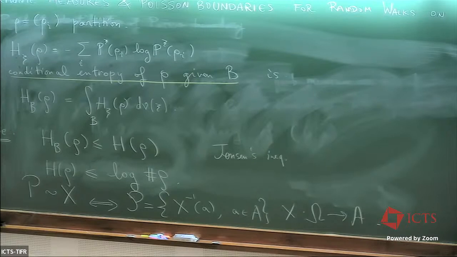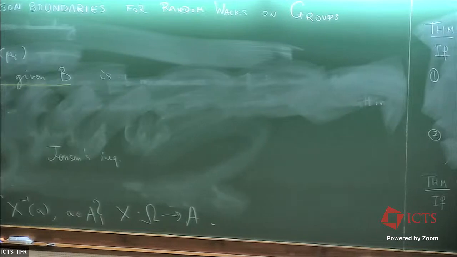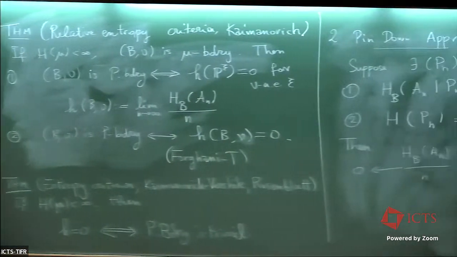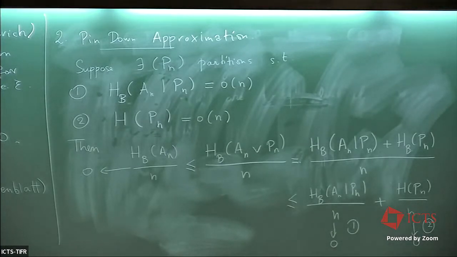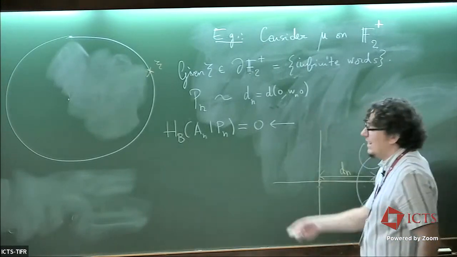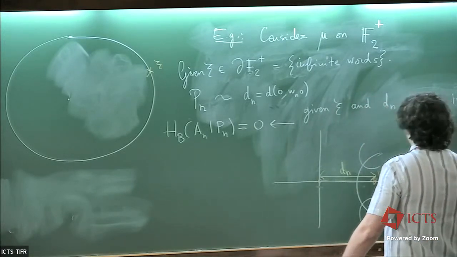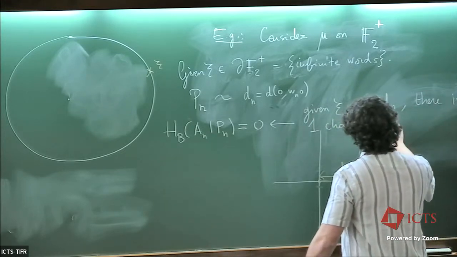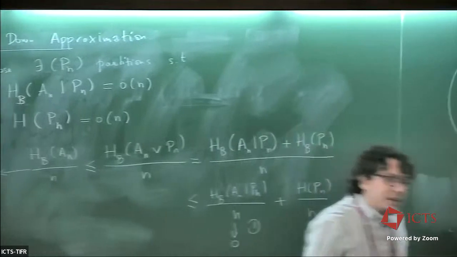Okay, so let's see. Is this a pinning down partition? Well, we have to check two things. The first thing is, if we know this piece of data and the boundary point, do we know the position? And the answer is clearly yes by the geometry. So in this case, H of Wn given Pn is just zero. It's just one point. You have one choice, because given psi and Dn, there is only one choice for Wn. That's it. The second thing is, if I take the entropy of this new random variable, is it true that this entropy is sublinear? Well, not necessarily.